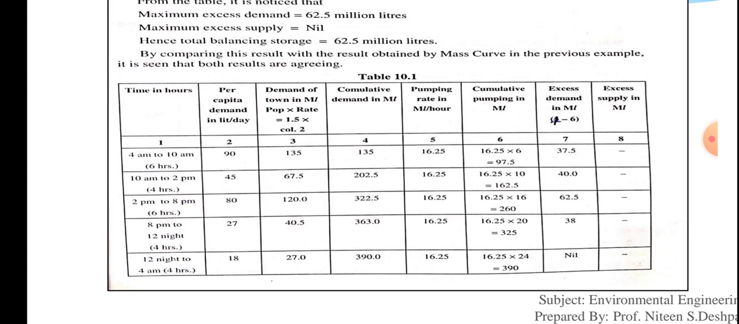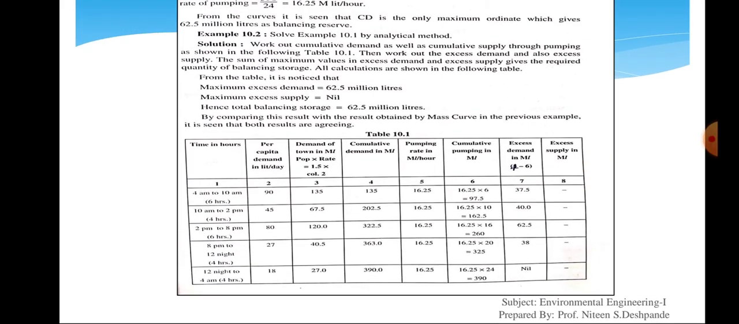16.25 into 20, which is equal to 325. And lastly, 12 midnight to 4 am, that means 24 hours, you will get 390 million liters. Okay. Second last column, we need to calculate the excess demand in million liters.